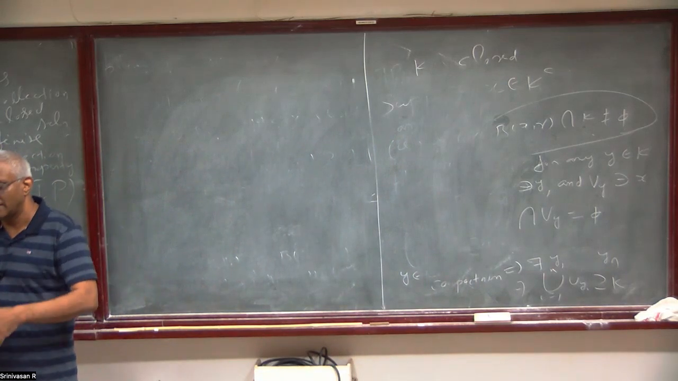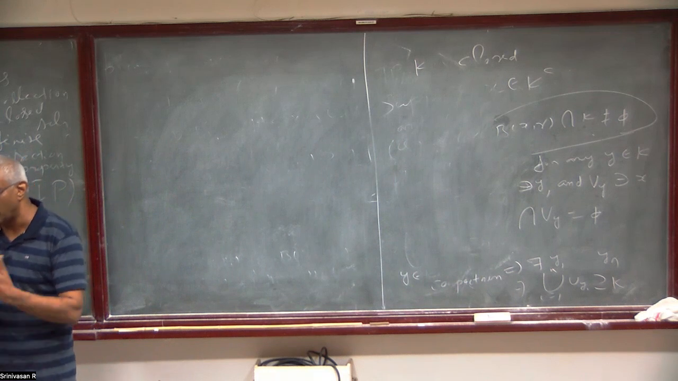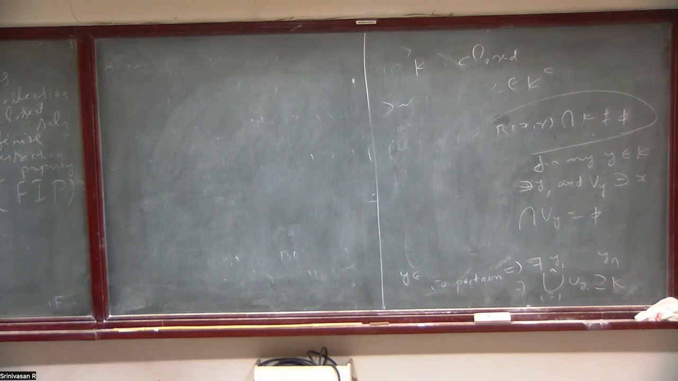You formulate it using the negation. If every finite subcollection does not cover it, then the whole collection cannot cover it, right? Every cover has a finite subcover. So if no finite subcollection covers it, then the whole collection cannot cover it, right? That's the equivalent definition, right?